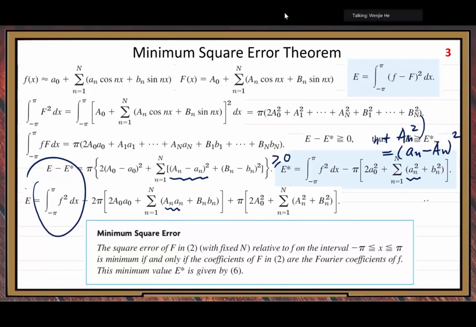Now we want to calculate this square integral in terms of the Fourier coefficients. So we want to see how to calculate this integral in terms of the Fourier coefficients.